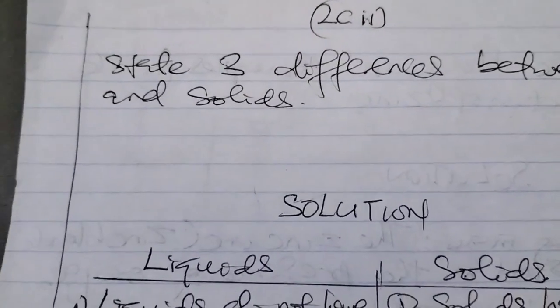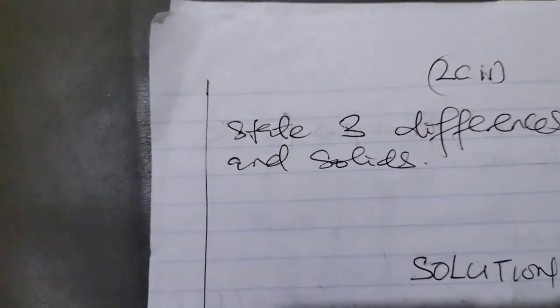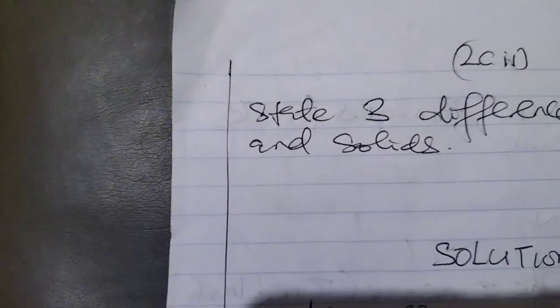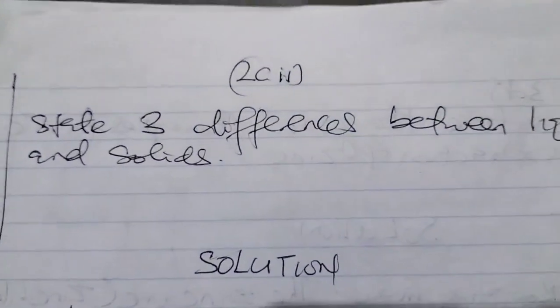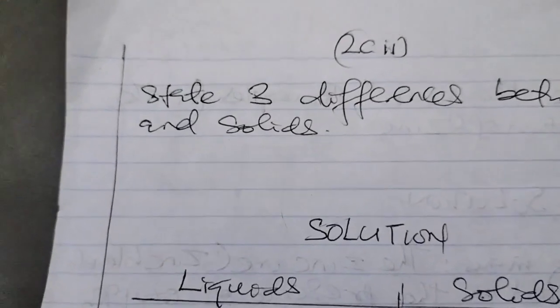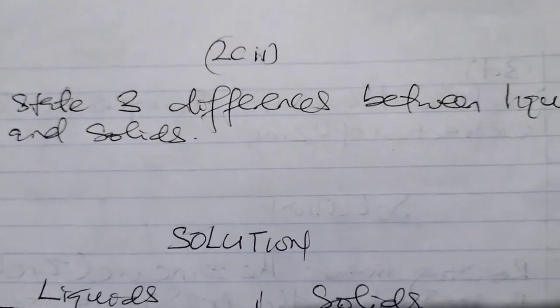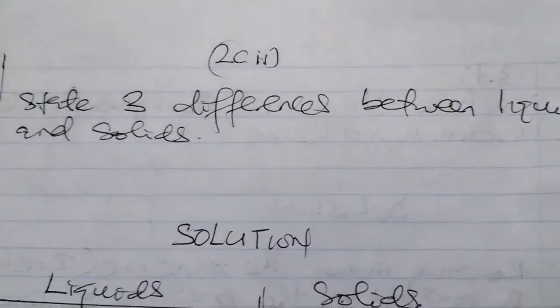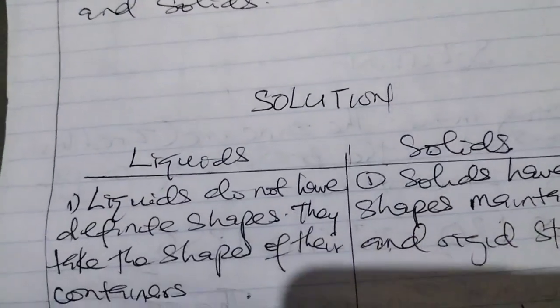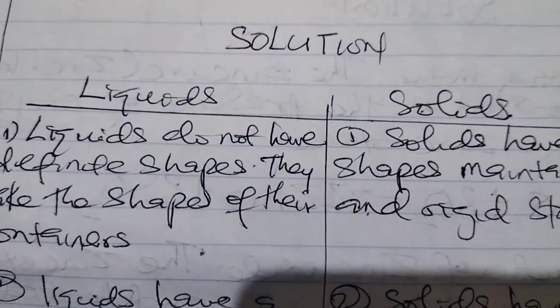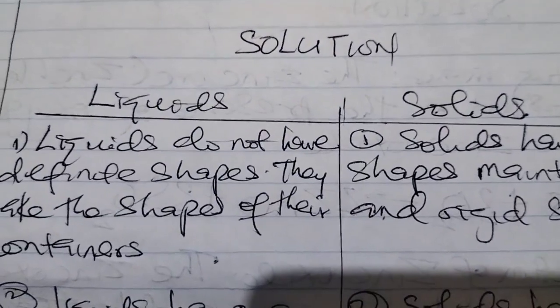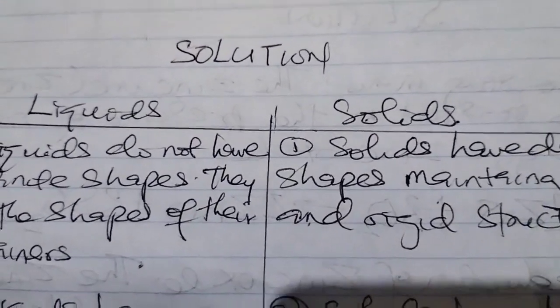So, 2C(ii) says: three differences between liquids and solids. There are many differences, which you can itemize in a table. You choose three. Solution: we have a table drawn there, with liquids on the left-hand side and solids in the right column.